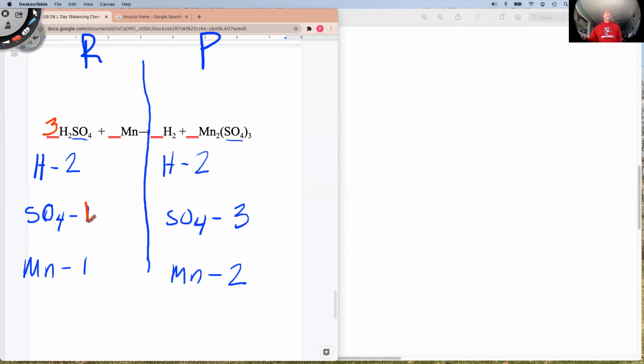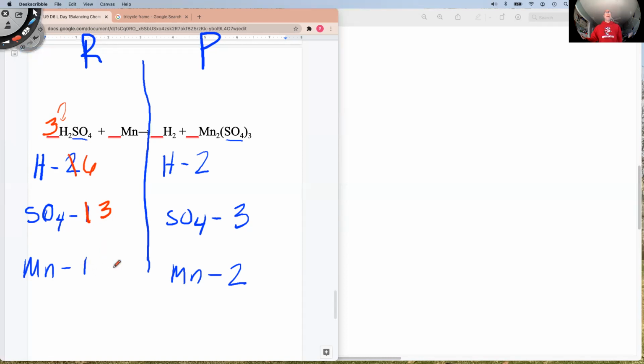So what does that mean? That means we now have 3 sulfates. But don't forget, in changing the number of sulfates, we just changed the number of hydrogens. So 3 times 2 equals 6. But we're not going to worry about it because we balanced the sulfates. We're happy. Let's do one thing at a time.